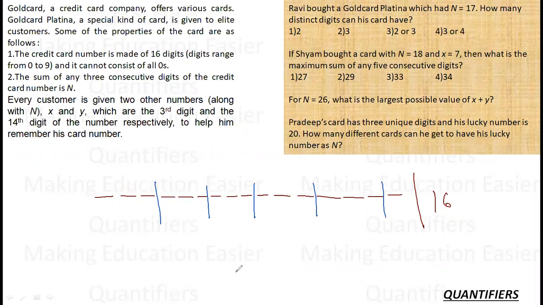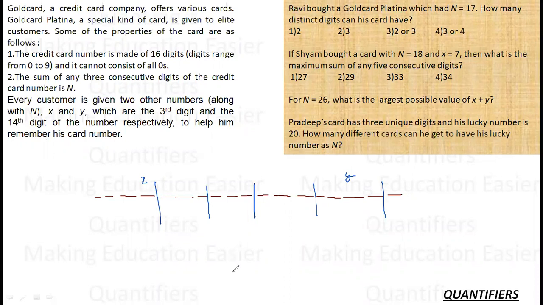Okay. So this is the basic information given to me. And the 3 places will repeat themselves, right? Every customer is given 2 numbers along with n, x and y, where x is the third digit and y is the 14th digit respectively. This is x and this is y, to help him remember his card number. Okay, let's see how it helps.